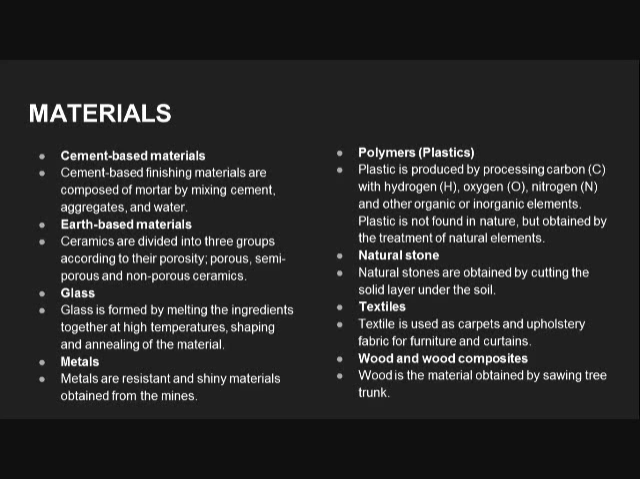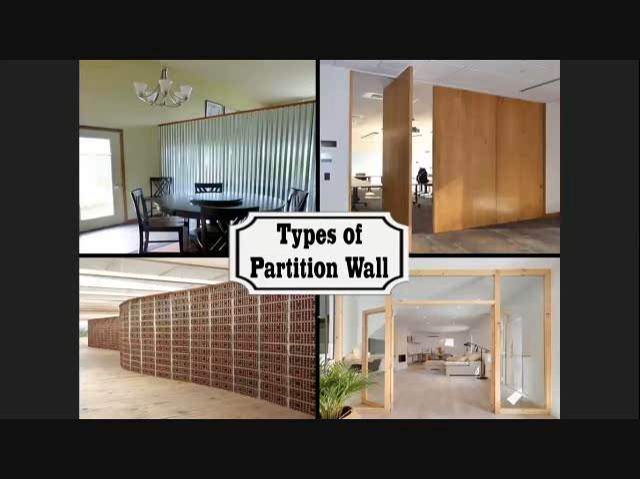Metals are resistant and shiny materials obtained from mines. Polymers, plastics, are used through a specific process with other materials, organic or inorganic. Plastic is not found in nature, but obtained by the treatment of natural elements. Natural stones are obtained from cutting solid layers under the soil. Textiles are used as carpets and upholstery fabric for furniture and curtains. Wood and wood composite is a material obtained from tree trunks.